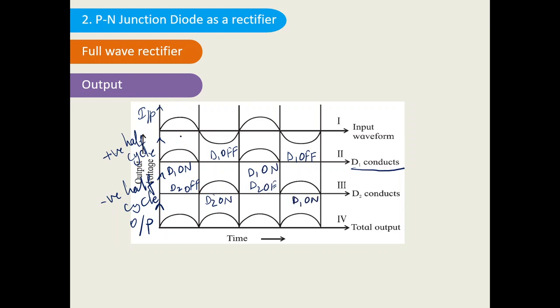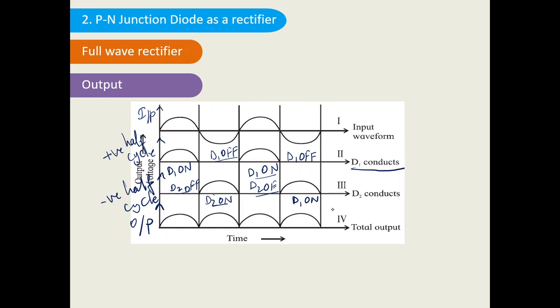So you can see that there is an alternation: when D1 is on, D2 is off, but if D1 is off, then D2 is on. That means they work alternately. If D1 is on, then D2 is off, but the current is always present. I can say the output waveform is always present.